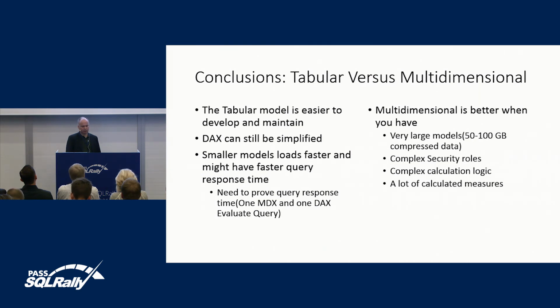Multidimensional, on the other hand, is good when you have very large models, like 50, 100 gigabytes of compressed data. That's because you don't have to load everything into the memory of the server. If you have complex security roles or complex calculation logic, you should let it stay in multidimensional, see what happens with the development of Tabular in future releases, and see if you can move it. But multidimensional will stay here and will work for a lot of years to come.